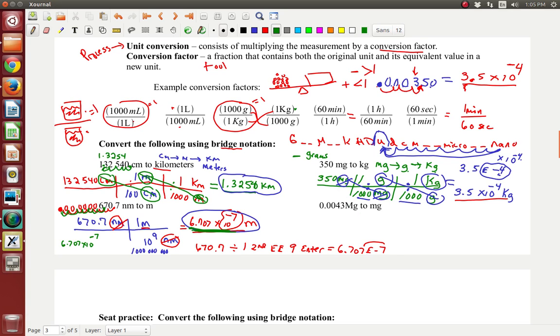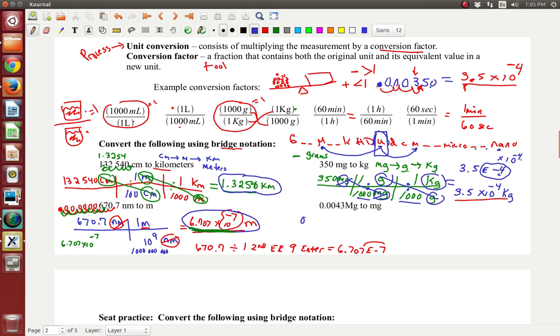So let's do this last one. Megagrams to milligrams. All right, I got to erase a little bit of work down here so we can see. There's the mega, and there's the milli. So we're going to have to go through the base unit one more time: from megagrams to the base unit, from the base unit to milligrams. Then we're going to do our bridge notation.